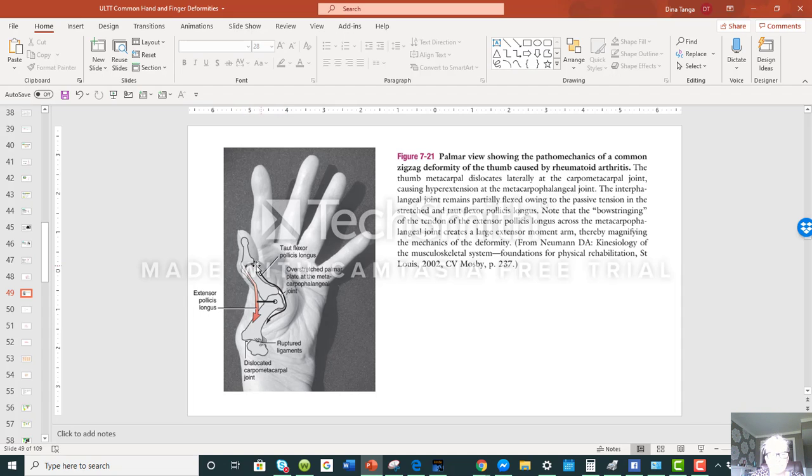Here. Note that the bowstringing of the tendon of the extensor pollicis longus across the metacarpophalangeal joint, here, creates a large extensor moment arm, thereby magnifying the mechanics of the deformity.